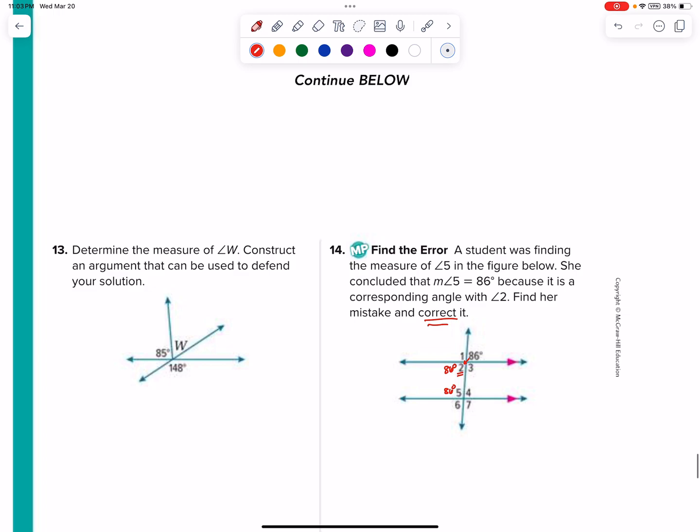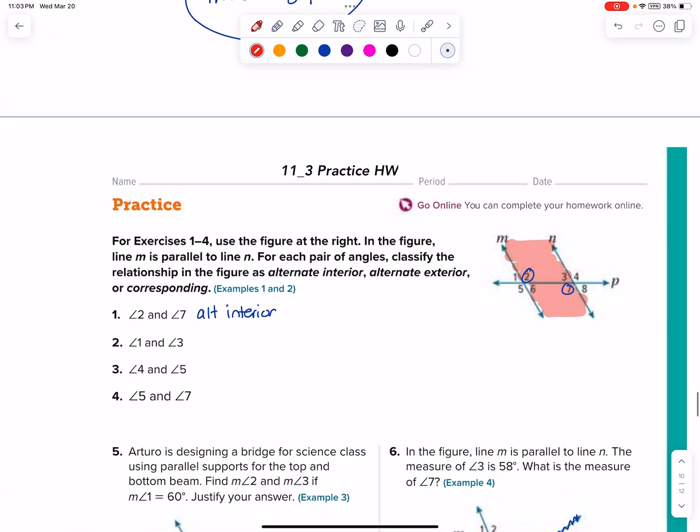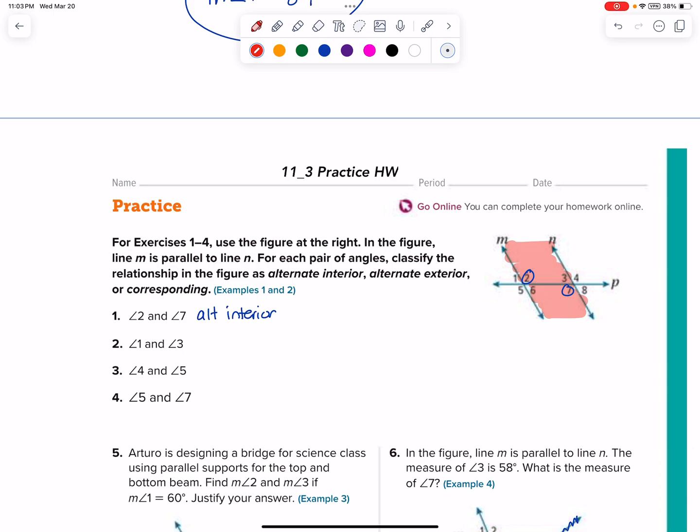That's your homework. Go ahead and work on that with a partner or independently, and then we can talk about it more the next lesson because I know it's a lot of stuff.